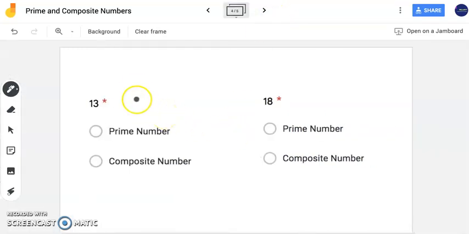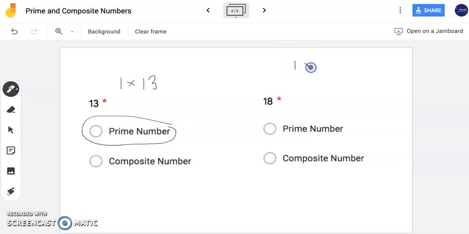Now, let's take a look at 13. Well, right away, I know we have 1 times 13. But I'm trying to think, 2 times something gives me 13, 3 times something gives me 13. And as I'm going through my facts, I can't find anything else that creates the number 13. So our only factors are 1 and itself, which is why we're going to classify the number 13 as a prime number.